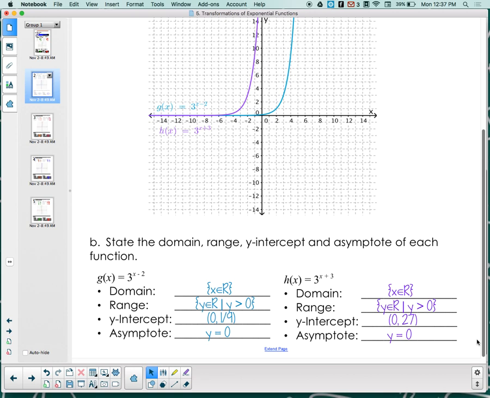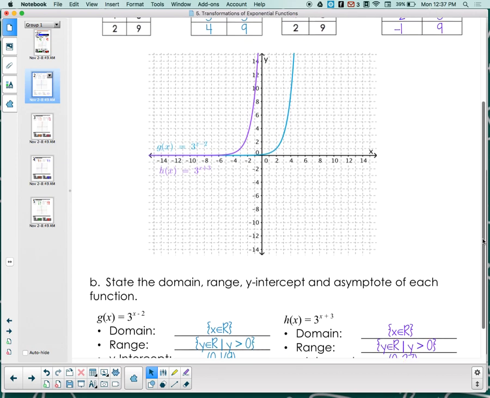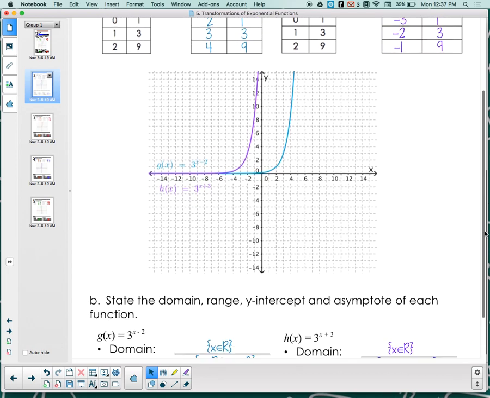Our y-intercept, however, has changed for the 3 to the x minus 2. The y-intercept is now 0 and 1/9. And the y-intercept for the 3 to the power of x plus 3 is 0, 27. I don't even think it fits the graph, no. Yeah, it didn't even show up.